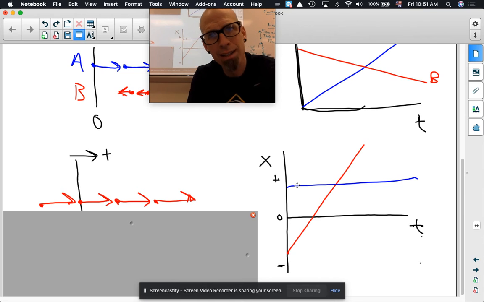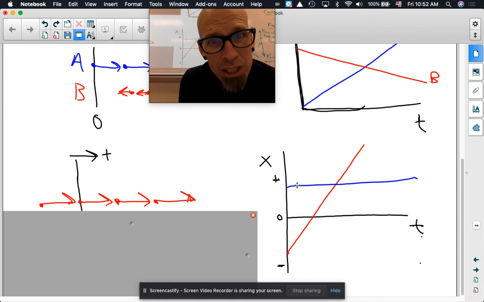Now, how about the blue line? What is the object represented by the blue line? What is it doing? Is its position even changing?